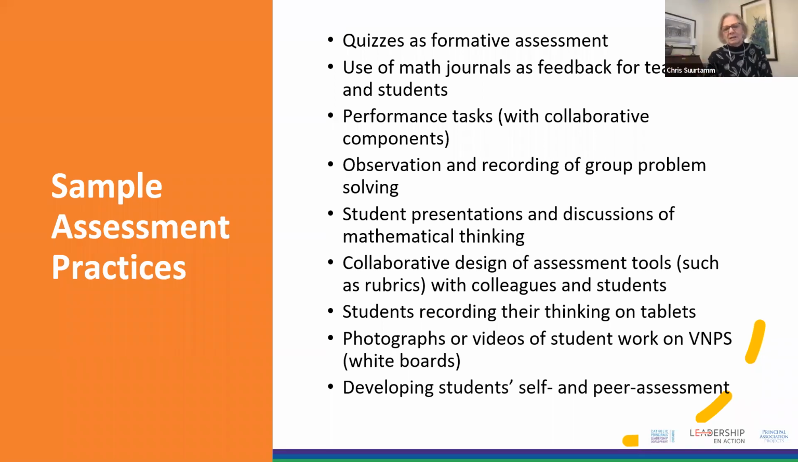So again, I do a lot of research around assessment, and this is a list of some of the assessment practices that I've seen in Ontario classrooms, that teachers have been doing or talked about in focus groups or brought samples of student work. And you probably have seen some of these kinds of things as well.